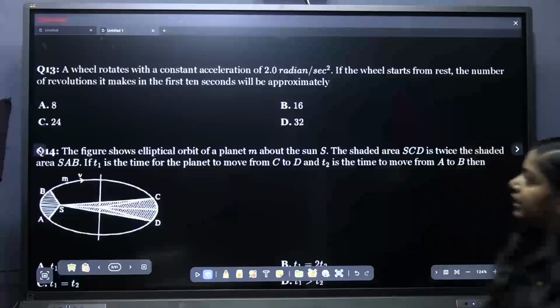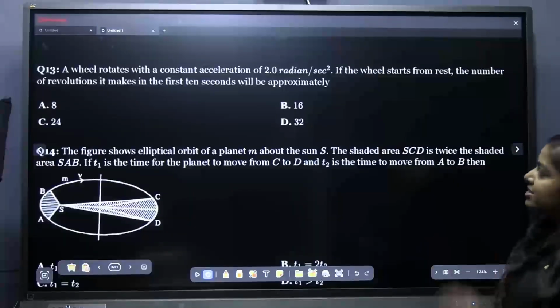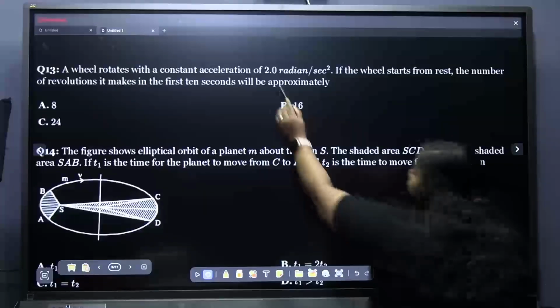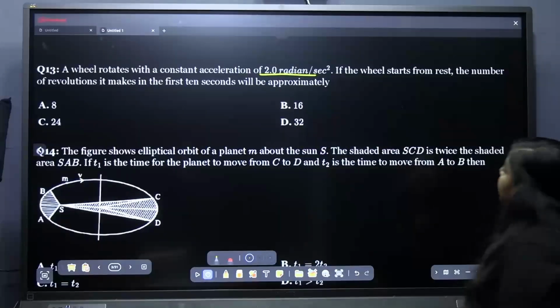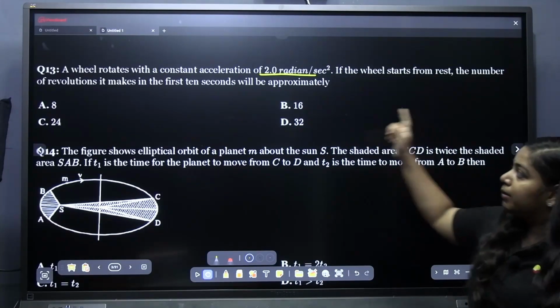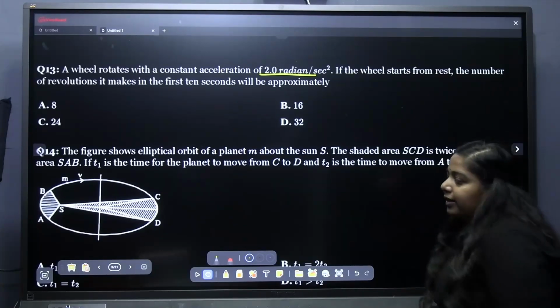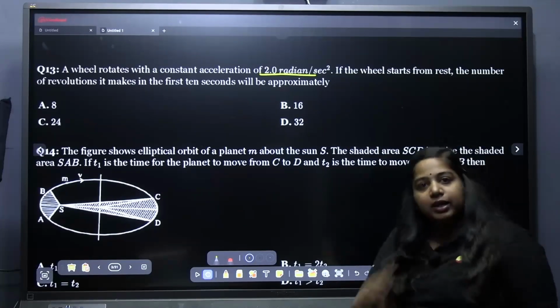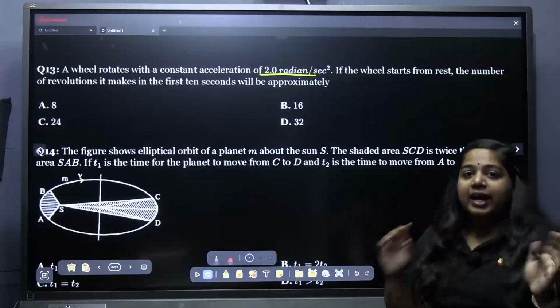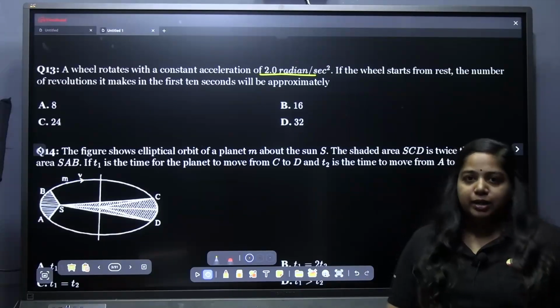So in question 13, a wheel rotates with constant acceleration of 2 radian per second. The wheel starts from rest, then what is the number of revolutions it makes in 10 seconds? If you don't remember circular motion, it has formulas the same as linear motion.